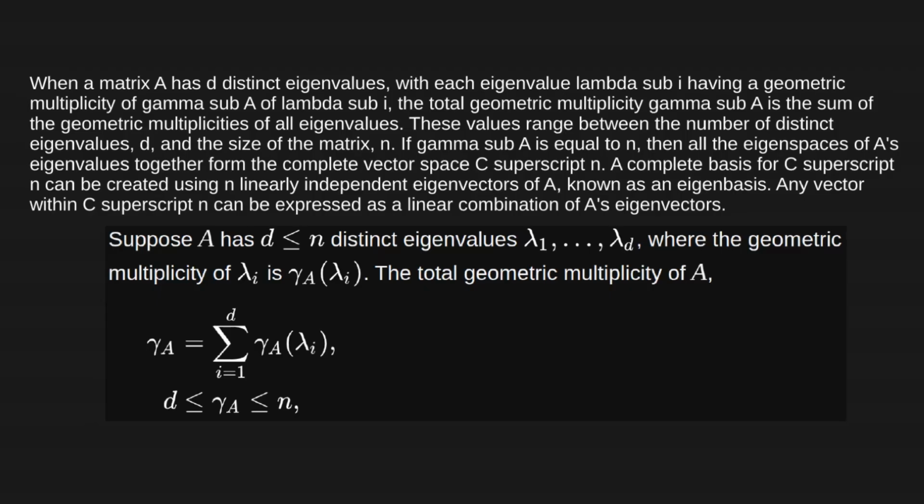When a matrix A has d distinct eigenvalues, with each eigenvalue lambda sub i having a geometric multiplicity of gamma sub A of lambda sub i, the total geometric multiplicity gamma sub A is the sum of the geometric multiplicities of all eigenvalues. These values range between the number of distinct eigenvalues, d, and the size of the matrix, n. If gamma sub A is equal to n, then all the eigenspaces of A's eigenvalues together form the complete vector space C superscript n. A complete basis for C superscript n can be created using n linearly independent eigenvectors of A, known as an eigenbasis. Any vector within C superscript n can be expressed as a linear combination of A's eigenvectors.